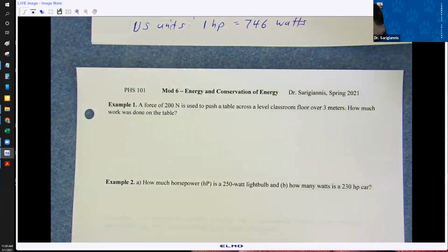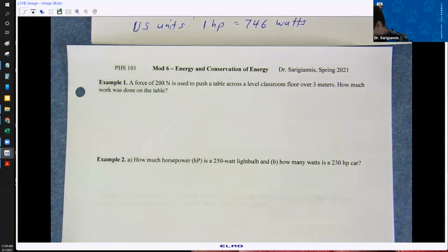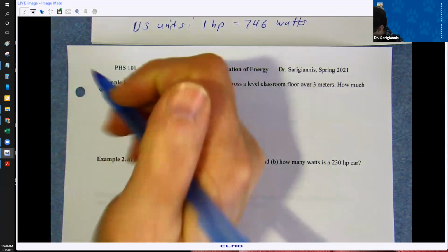So let's do some examples in between. A force of 200 newtons is used to push a table across a level classroom floor over 3 meters. How much work was done on the table?